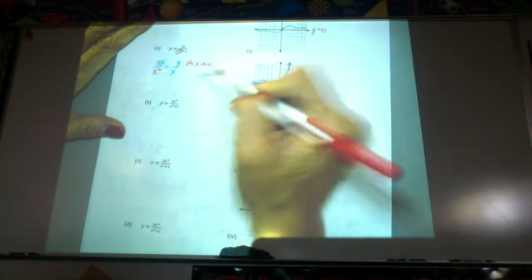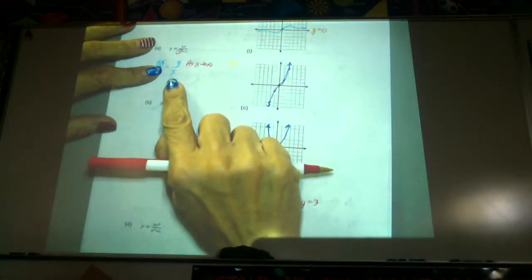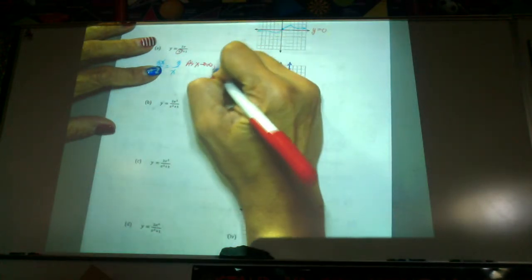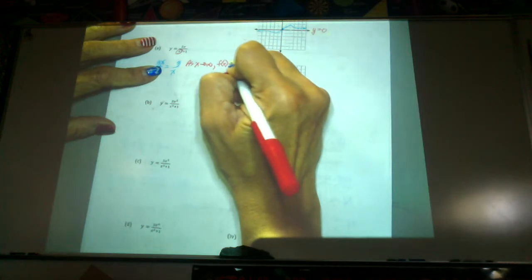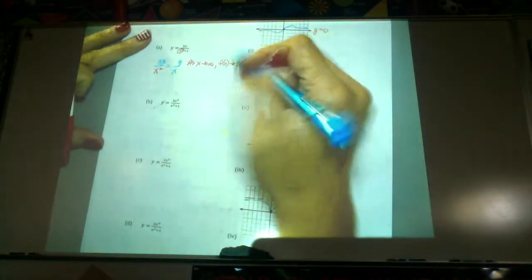So as I go to the right of this graph, if I plug in a bigger and bigger number, what's going to happen? 3 over 1 is 3. 3 over 10 is 3 tenths. 3 over 100 is 3 hundredths. 3 over 1,000,000 is 3 millionths. What is that close to? 0. So as x approaches infinity, f of x, the value of the function, approaches 0. This is your right-hand behavior.